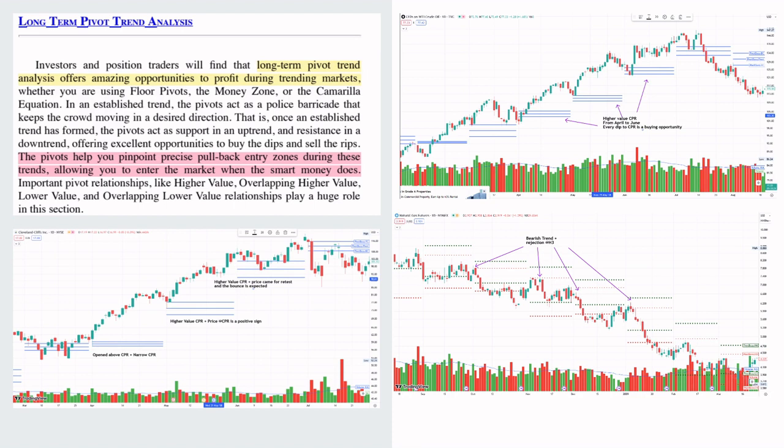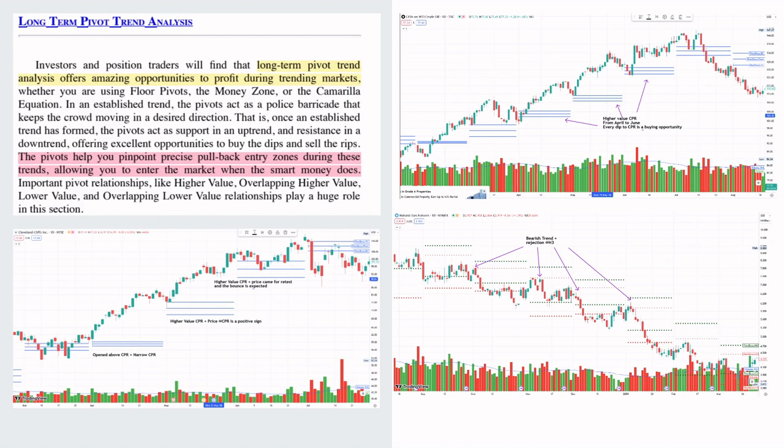And in this chapter also we are discussing the same topic, and now what we are going to discuss more is, in the case of dip, how to use pivots in that and how to make use of an entry in that. Okay, no matter whether you're using floor pivots or money zone or Camarilla pivots, no problem, no matter of that.